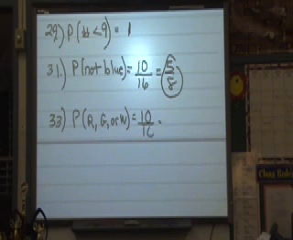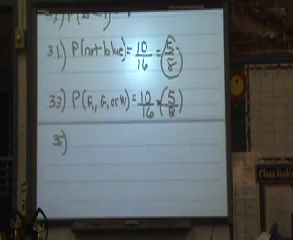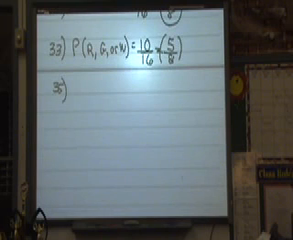So 10 over 16 simplifies to 5/8. 5/8. And that's the very same thing as 31. If it's not blue, it must be red, green, or white. That's why we came up with the same answer. And 35 through 39, what are we doing there? Use the bag of marbles shown above. 1 marble is selected at random. Find the odds in favor of each one.